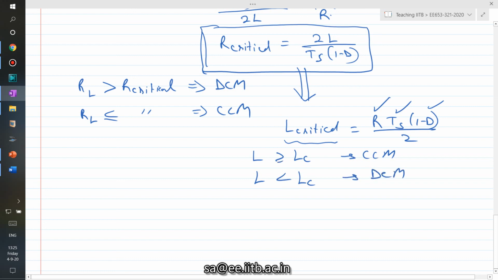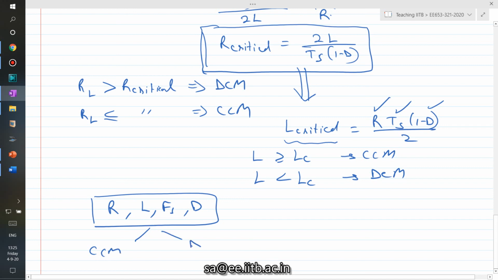Similarly, you can do it for frequency. Similarly, you can do it for duty cycle. So with other parameters the same, you can manipulate load resistance, inductance value, switching frequency, which is 1 upon Ts, and duty cycle. By varying these, you would either land up in CCM or DCM. This equation 1 can help you decide at that instant whether you are in CCM or DCM.